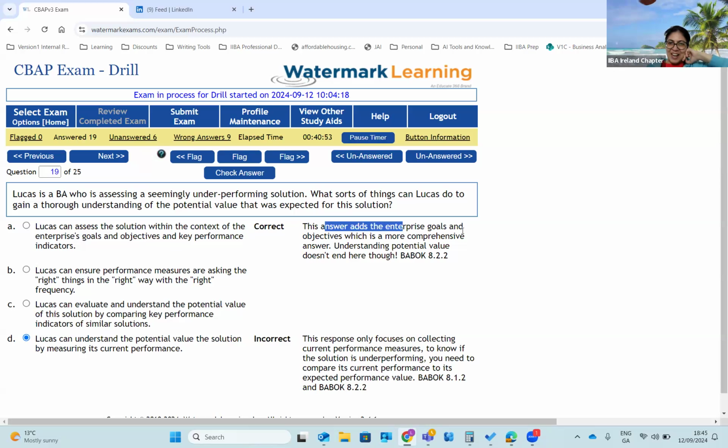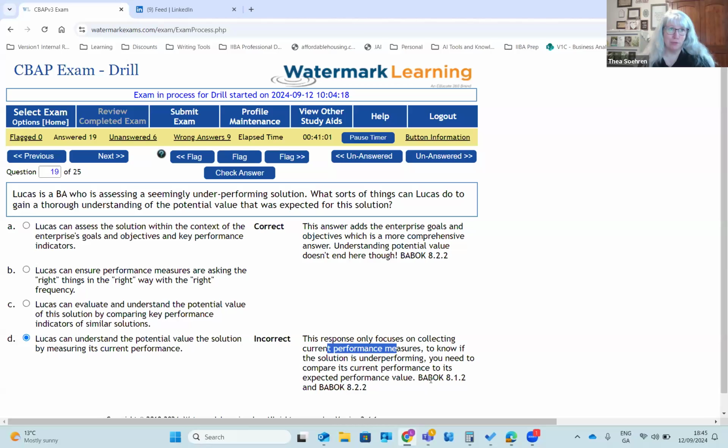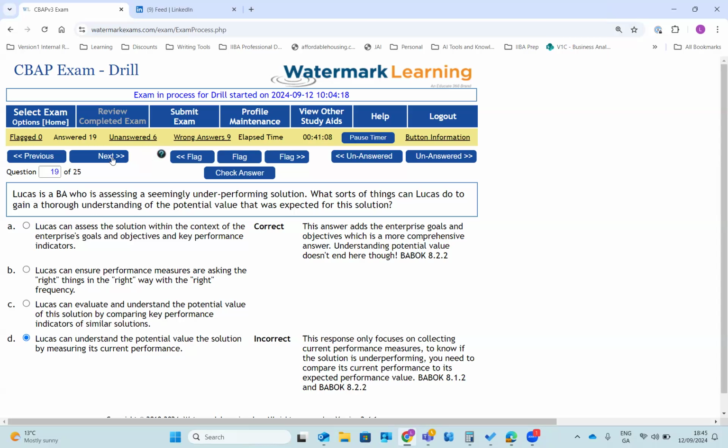This answer adds the enterprise goals and objectives, which is a more comprehensive answer. So this was analyze performance measures, 8.2. Okay, that was a very tricky question, as expected.